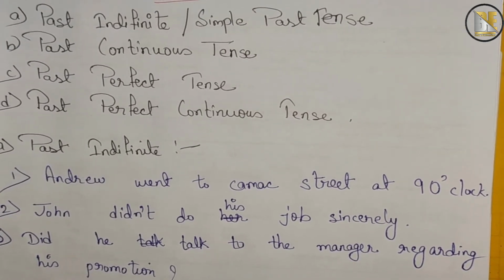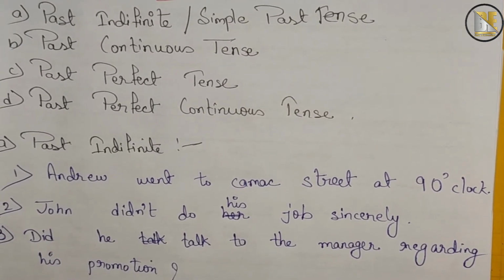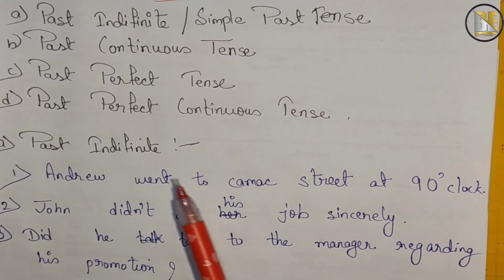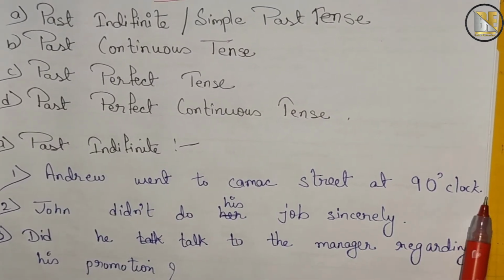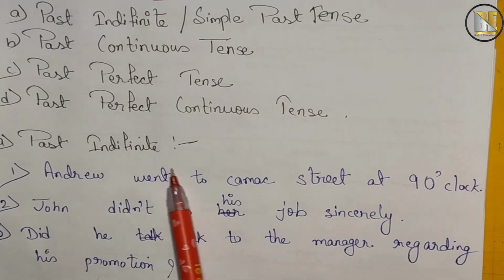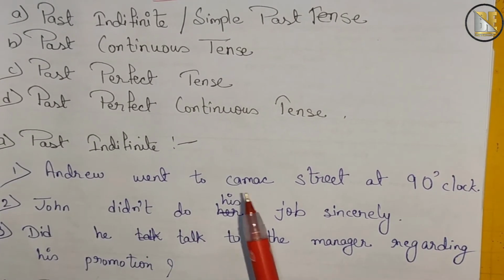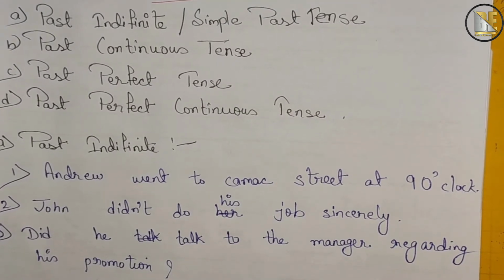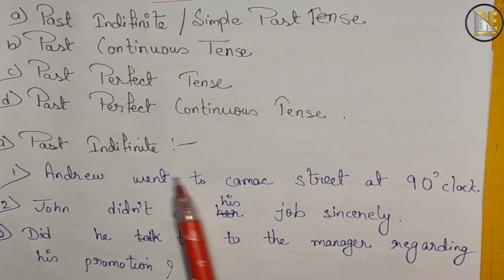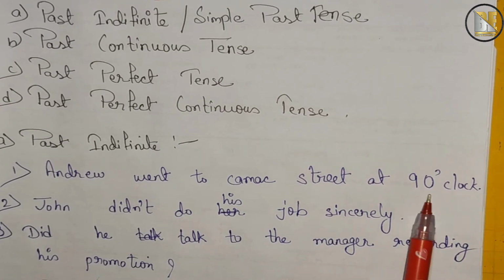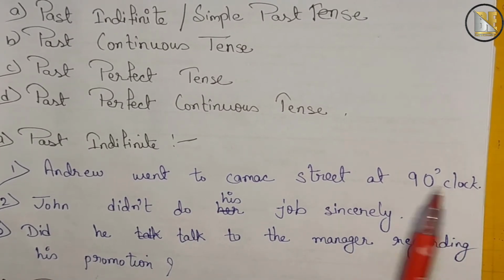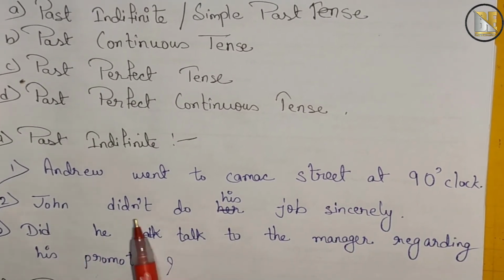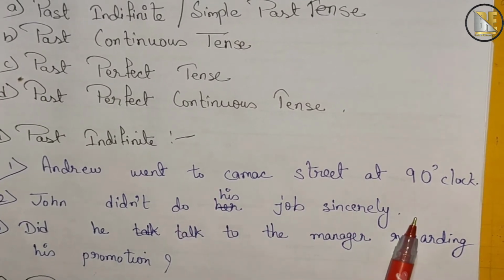So let's take some examples so you can understand it perfectly. Andrew went to Kemek Street at 9 o'clock. That means, as you can see, Andrew went. He already has gone. There is no link between the action and the present tense. On that time we can say Andrew went to Kemek Street at 9 o'clock, as the time 9 o'clock has over.